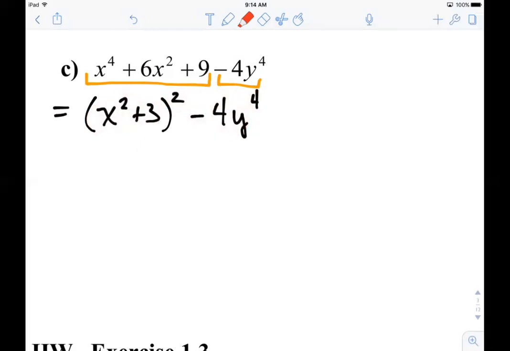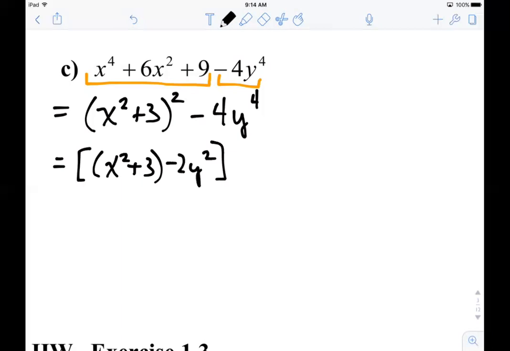So that means I need to take the square root of the first piece and subtract it with the square root of the second piece. That's going to make one of my brackets. So the square root of the first piece is x squared plus 3 minus 2y squared. And all I need to do to create the other bracket is just do x squared plus 3 in a bracket and then add that with 2y squared. That, again, is just factoring by difference of squares.